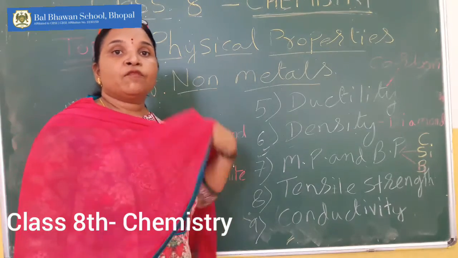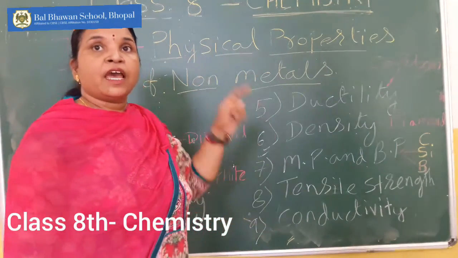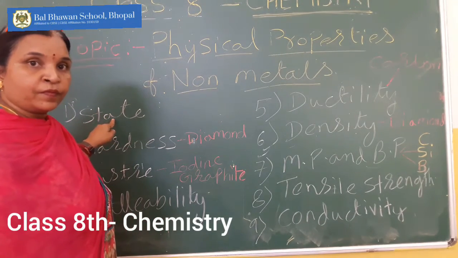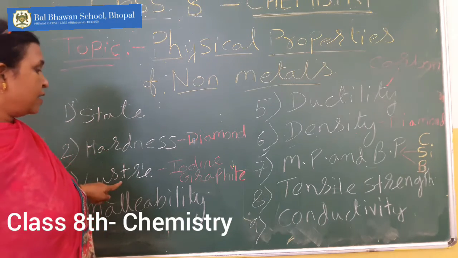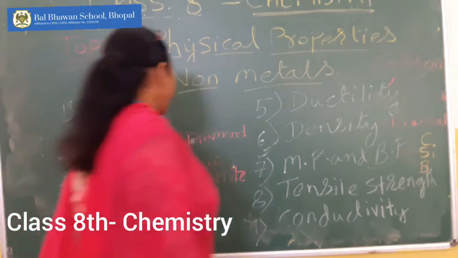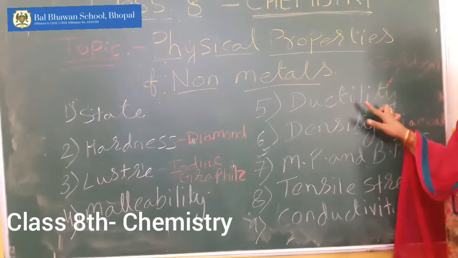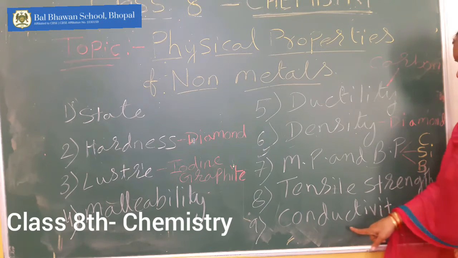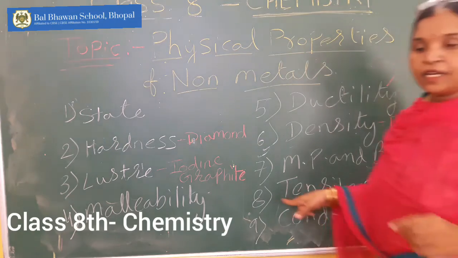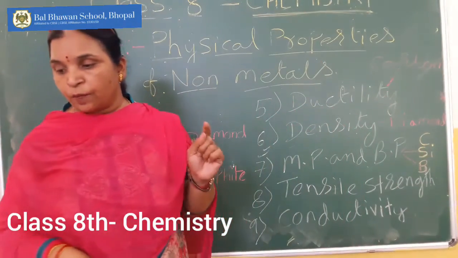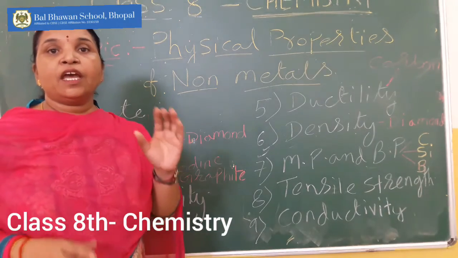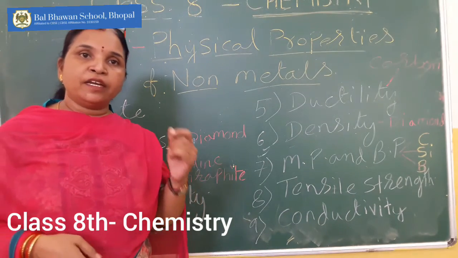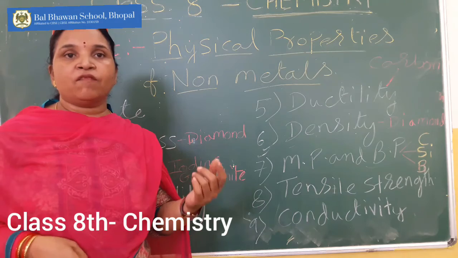So today what we have studied? We have studied the physical properties of metals and physical properties of non-metals, that is state, hardness, luster, then malleability, then ductility, density, melting point, boiling point, tensile strength and conductivity. Do read the chapter thoroughly and go through the page number 40. Page number 40, you will get the differences clearly. Try to understand it. If you find any difficulty, you can ask me in our next class.